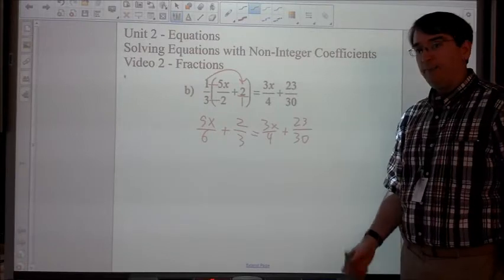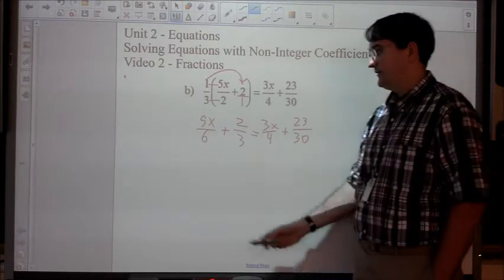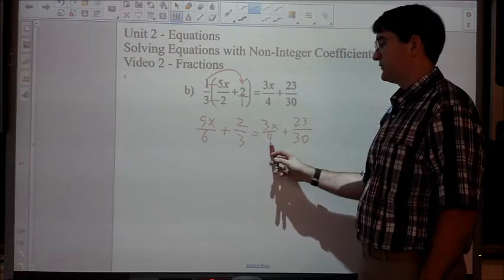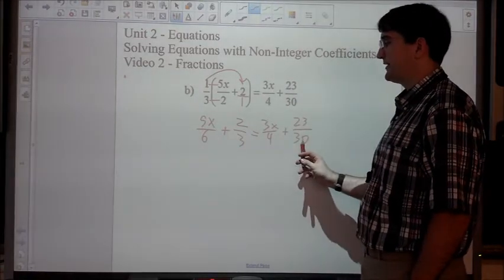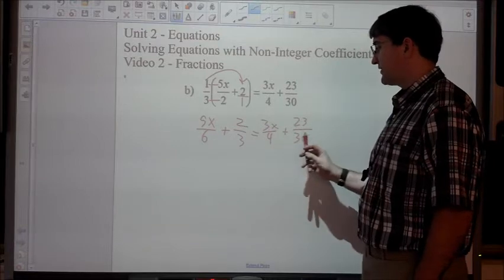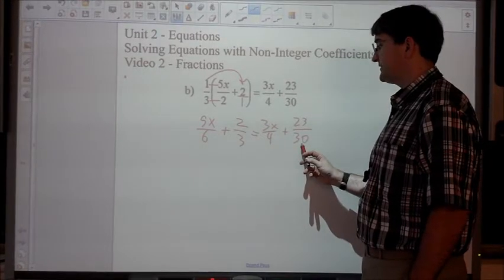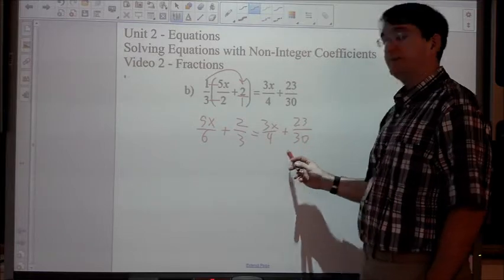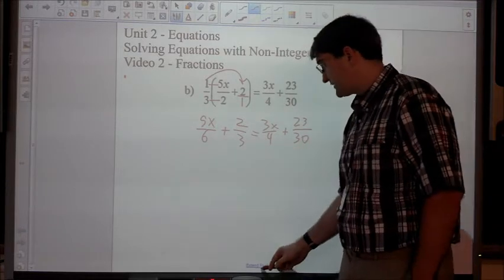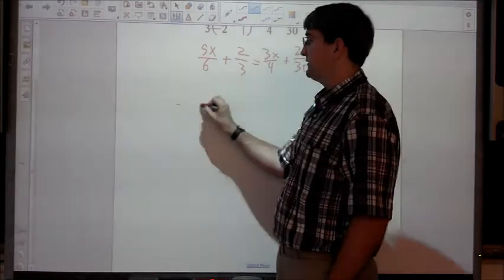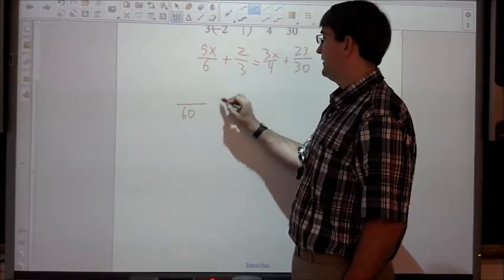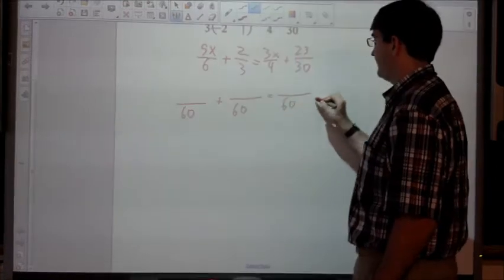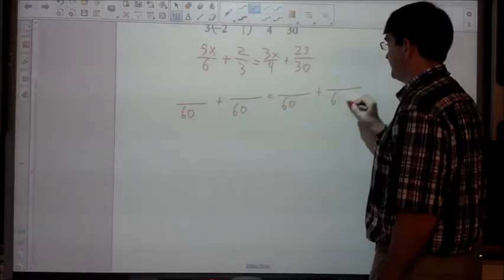We have to figure out what the common denominator is here. You might remember, or might have figured out that if it's just 6, 3, and 4, we could use 24, but that's not going to work for the 30. And 4 doesn't go into 30, so 30 itself isn't going to work either. So we're going to have to use 60. 60 is the common denominator in this case. 60 here, 60 here, 60, and 60.